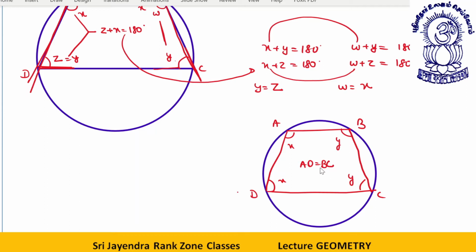AD will be equal to BC. You just have to memorize this small thing. It's actually because of the Pythagoras triplet. You will be easily able to understand this. AD is equal to BC. Clear? This is what a cyclic trapezium is.